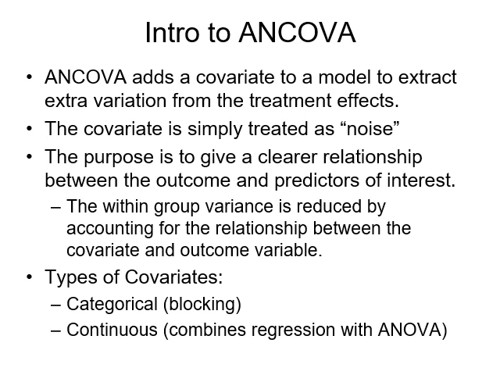So the within-group variance is reduced by accounting for the relationship between the covariate and the outcome variable before we look at the relationship between the predictors and the outcome variable. And like I said, there's basically two broad types of covariates: categorical covariates, which is often referred to as blocking, and continuous covariates, where effectively we're doing a brief multiple regression prior to the ANOVA to account for that error variance.